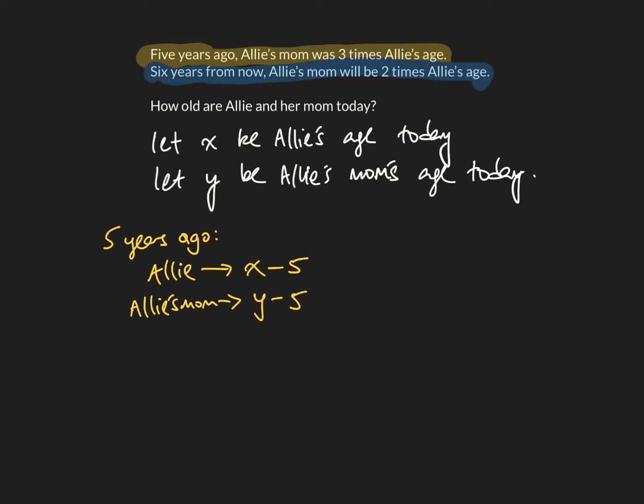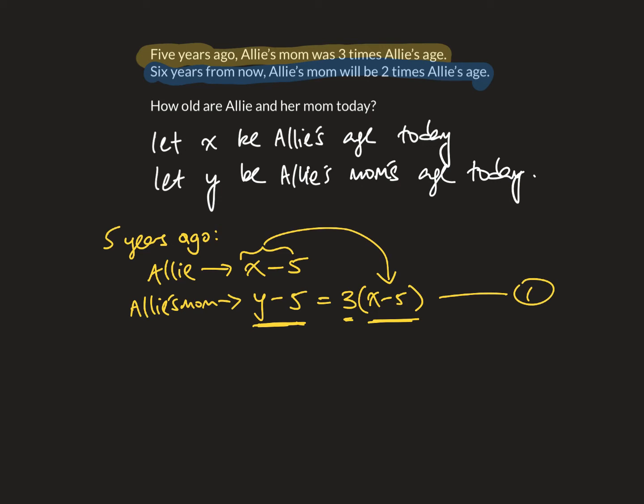But how do you construct an equation from here? When we say that 5 years ago, Ellie's mom was 3 times Ellie's age, that means her mom's age was actually 3 times her age. Take some time to read it and really digest it. 5 years ago, Ellie's mom's age was 3 times Ellie's age then. We can see there's an equation relating x and y. This is our equation 1.